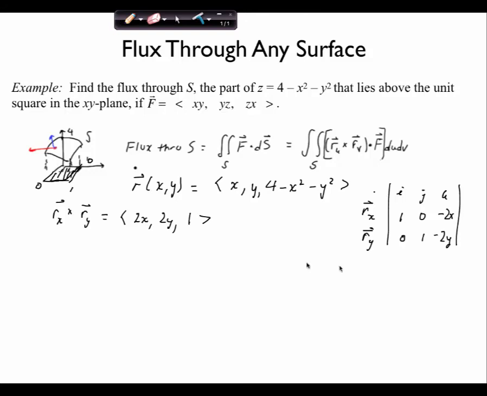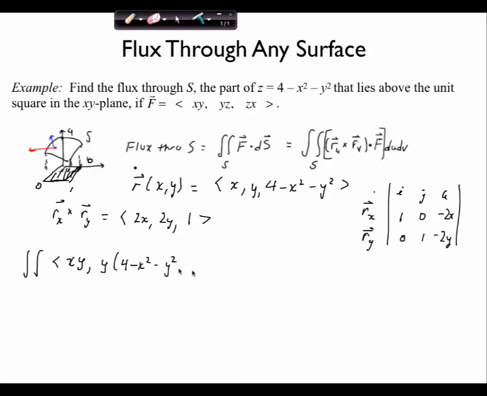Okay? Am I good? So now we're ready to set it up. It's going to be the double integral of f. And now we're doing it in x and y, so any z's, we're going to replace with this expression right here, because this is what z equals on our surface, right? Z equals that on our surface. So we'll have xy, this is f, we're doing f dot dS, right? So xy, y times z, 4 minus x squared minus y squared.